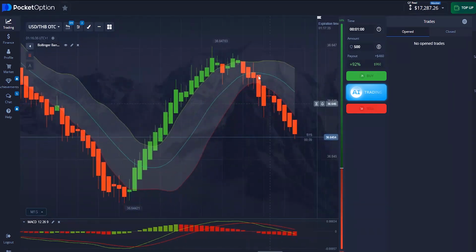We're expecting the market to come towards a support level right here. Aside from that, again, we confirm it with our Bollinger Band and also our MACD indicators, giving us a very strong entry into this trade. I hope you're getting that right.